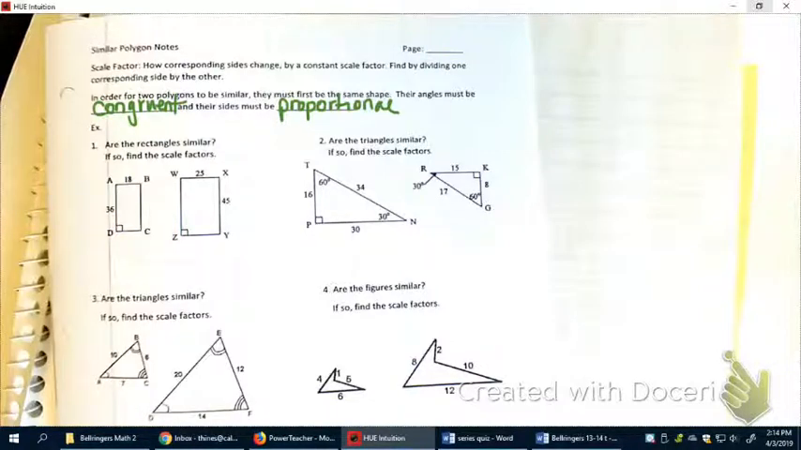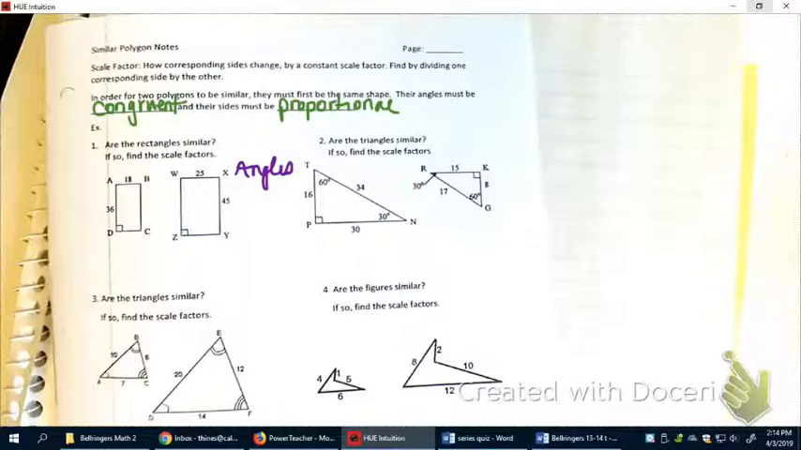Okay? So look at number 1. You start off by looking at the angles. I always look at the angles first just because with angles, I think it's easiest to check. So what kind of polygon is this? Square. These are rectangles. They're not squares because the sides are different sizes, but they're rectangles. And what do we know about the angles in rectangles? They're right. Every angle's a right angle, right?